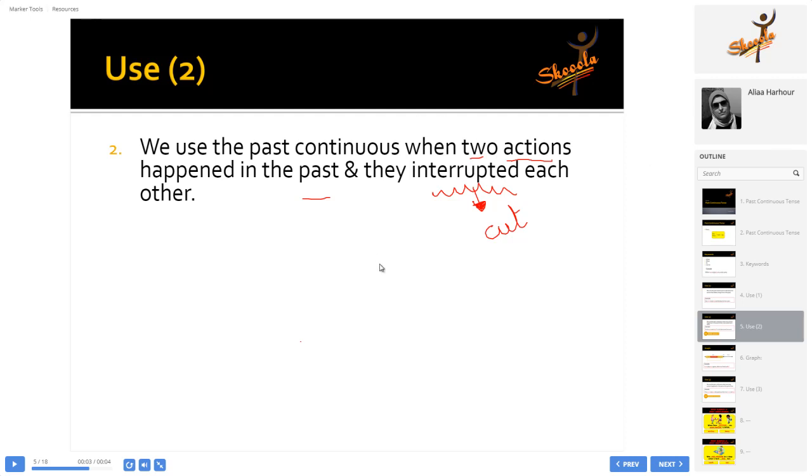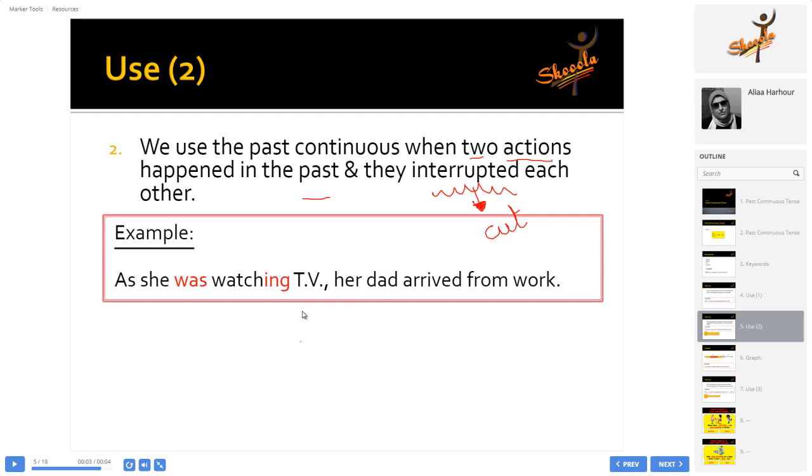So let's take an example. As she was watching TV, her dad arrived from work. Again we have here two actions. Where is the long action? Dad arrived, or she was watching? Of course, dad arrived. When you arrive somewhere or you come in somewhere, it takes a minute, maybe a second.